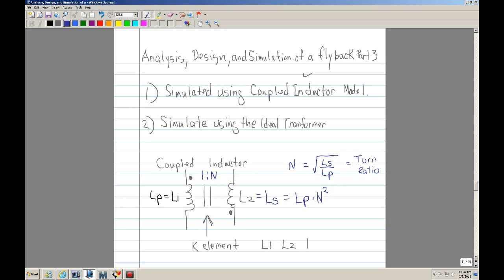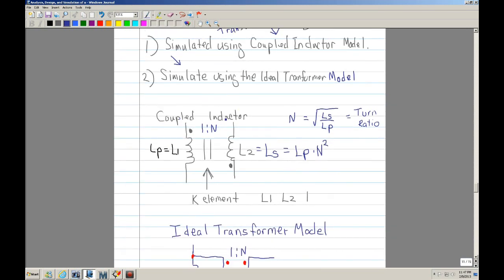In the second video, I simulated the transformer by using a coupled inductor model. Okay, so I'm going to introduce another model which is equivalent, and we're going to simulate using the ideal transformer model. Okay, you can use either one. Let me just recap what the coupled inductor model was.